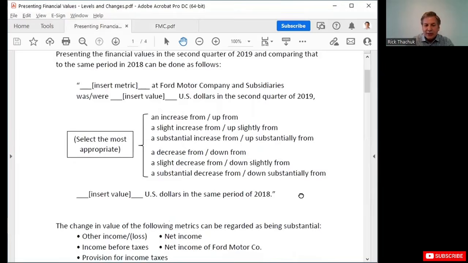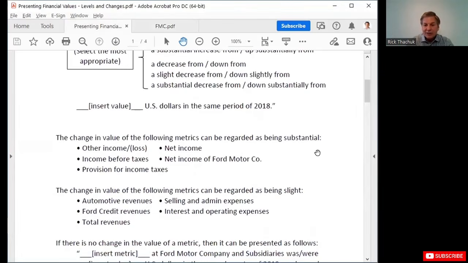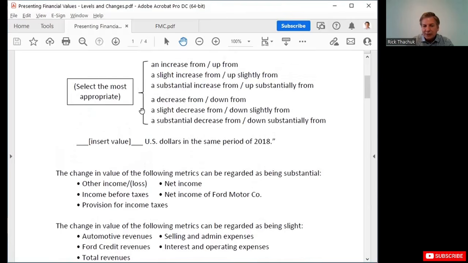For our sake, though, I am going to tell you what can be represented as substantial or slight. So the change in value of these metrics here can be regarded as substantial. The change in value of these metrics can be regarded as slight. So let's use that just for this presentation. And you'll see automotive revenues is listed under those metrics, which can be regarded as being a slight change, which means that when we present automotive revenues, I'm going to say a slight decrease from, and then I'll give this value. Or I might say down slightly from, and then I'll give the value in the prior period. All right, so now that I know how I will characterize this change, let's go ahead and present it.